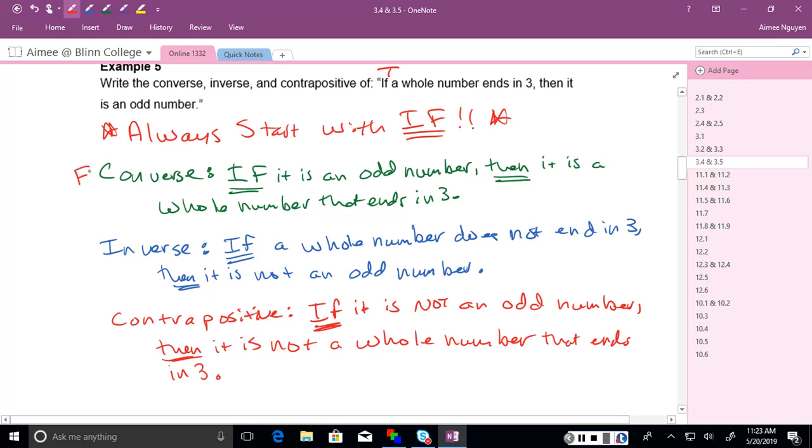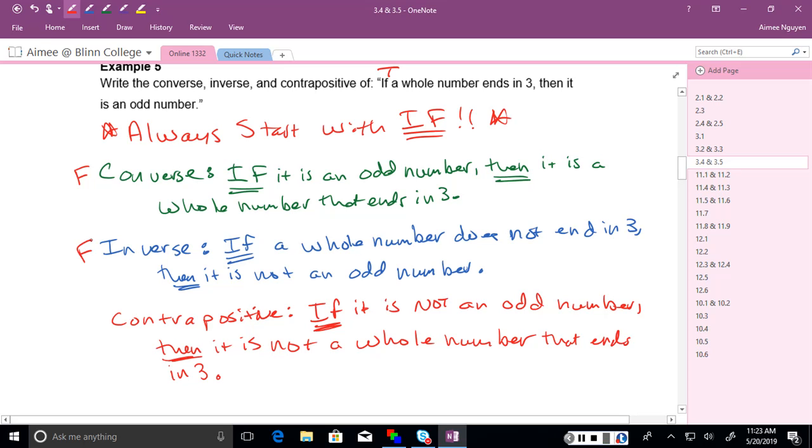When I look at the inverse, it says if a whole number does not end in 3, then it is not an odd number. So we just said it can end in 1, right? 11, 21, 25, 37, 49. All of those are still odd numbers, and they don't end in 3. So if a whole number does not end in 3, does that mean it's not an odd number? No, this is also a false statement.